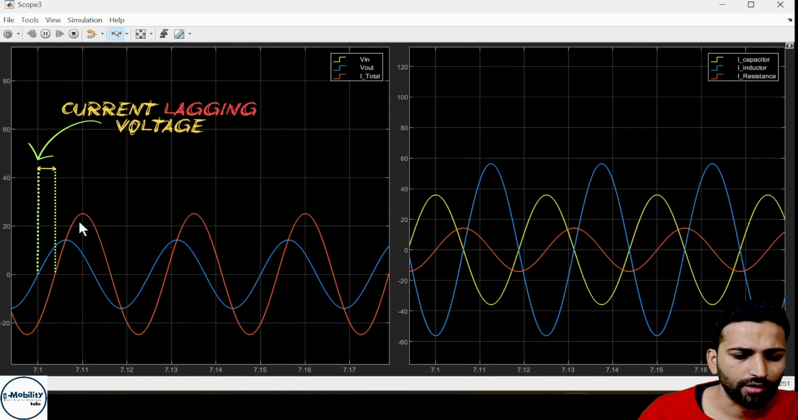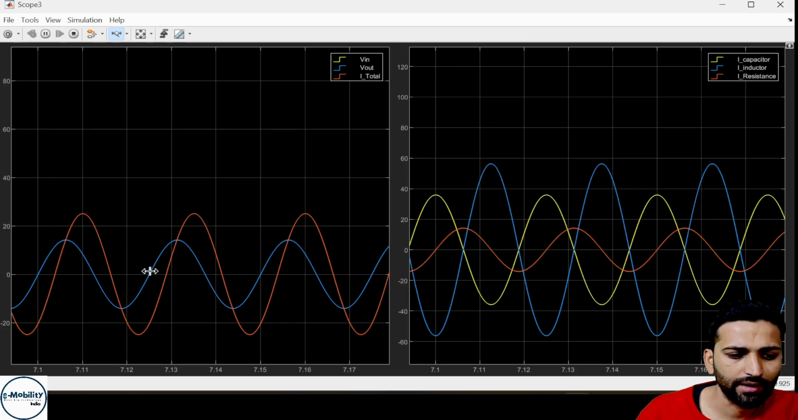Here on the left-hand side, the red one is showing the total current and the blue one is showing the V out. So this is the voltage, and the current is lagging behind because the inductor is drawing more current. So at this moment the circuit is behaving as if it is an inductive circuit, because the voltage is here and the current is lagging behind. This you can see at any given moment.